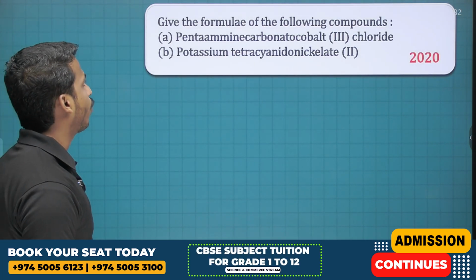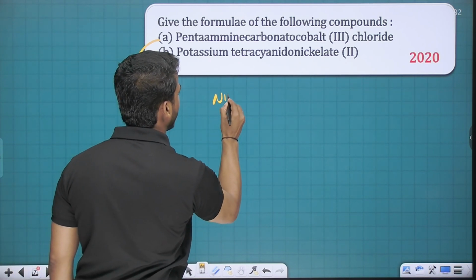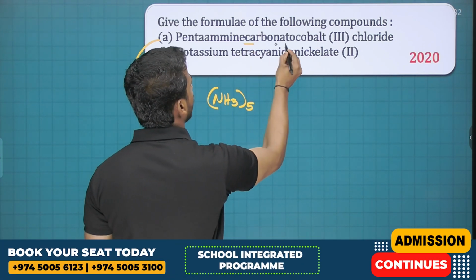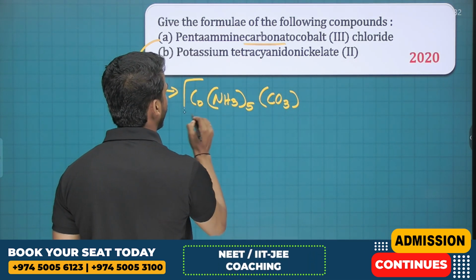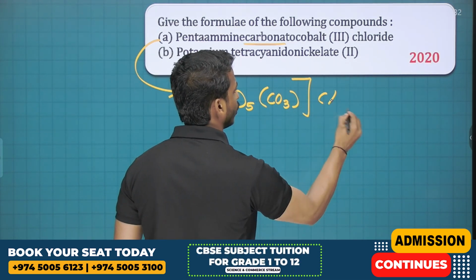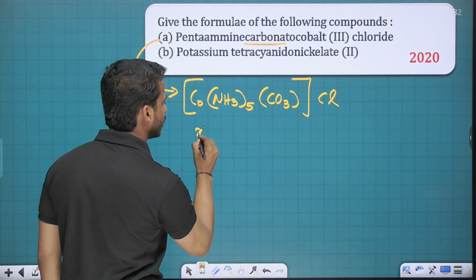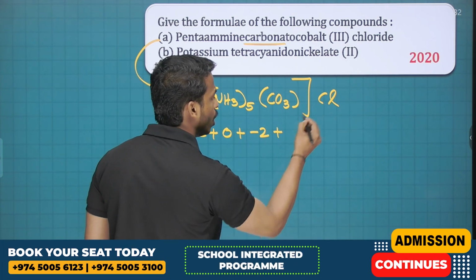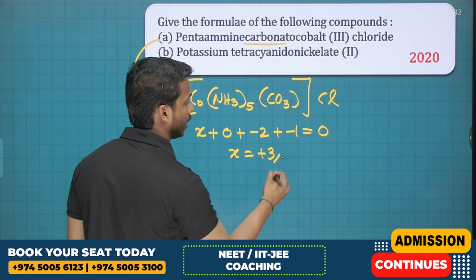Next one, give the formula of the following compound again. Pentaammine. What is meant by pentaammine? NH3 5 times. Pentaammine, carbonato. What is carbonato? CO3. Cobalt means what? Co. And outside what do you have? Chloride. How many chlorides? Let us check it. Cobalt oxidation state x. Ammine 0. Carbonate, you know, -2. 1 chlorine -1. Overall 0. We are getting +3.